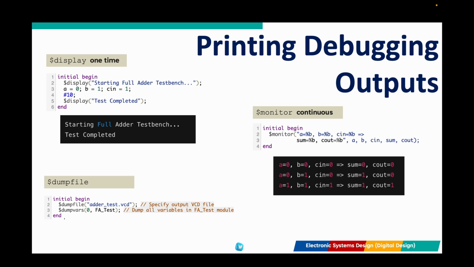Finally, for the most detailed analysis, we use $dumpfile. This command tells the simulator to record every signal transition into a value change dump, or .vcd, file. You will load this into ModelSim to view your functional waveforms. By looking at these waveforms, you can see the timing relationships between your signals and verify that your design behaves exactly as intended before you ever commit it to the FPGA hardware.